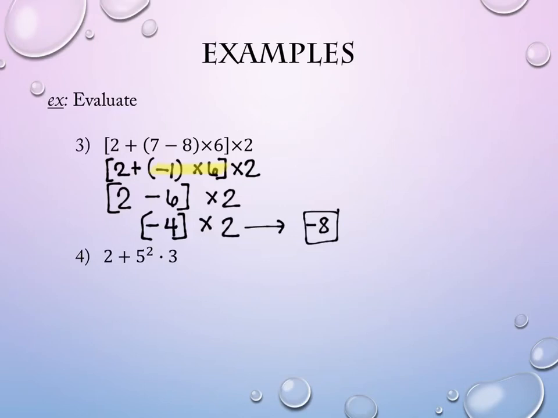Okay, how about number 4? What will the first thing we do be? Exponents. The exponents, you're right. So the exponent that I see here is 5 squared. 25. So this piece right here is the first piece to work with, and it's a 25. Everything else stays like it was. There is a dot and a 3. There's an addition of the 2 at the beginning.